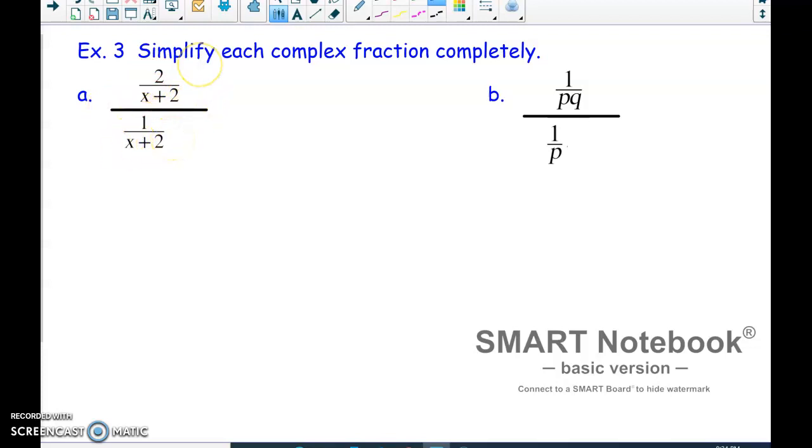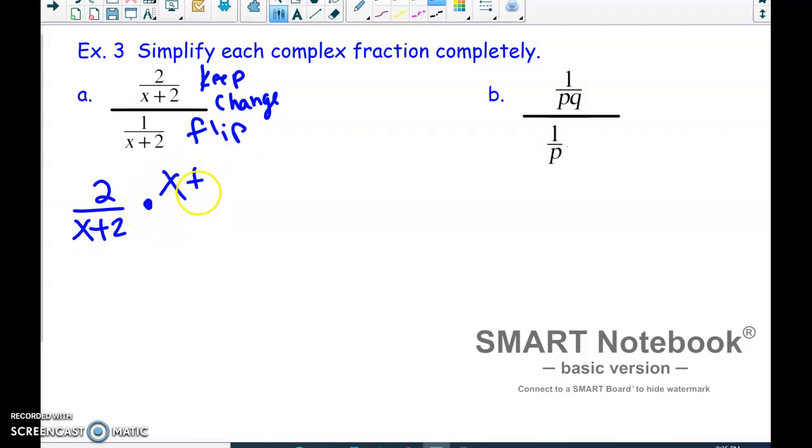So again, we're going to keep it, change it, flip it. So keep it 2 over x plus 2, change it to multiplication, flip it, x plus 2 over 1. Cross out what we have that's alike. I have an x plus 2 in the numerator and x plus 2 in the denominator. And then all I'm left with is 2 over 1. So pretty simple here.